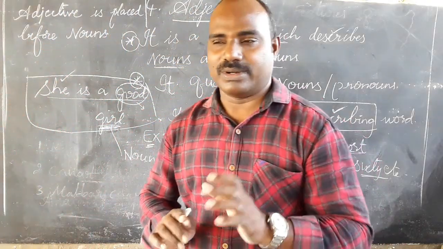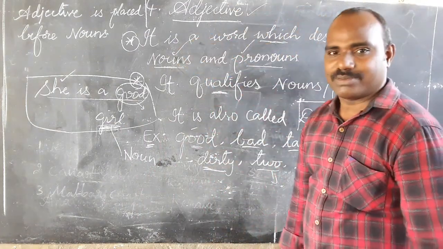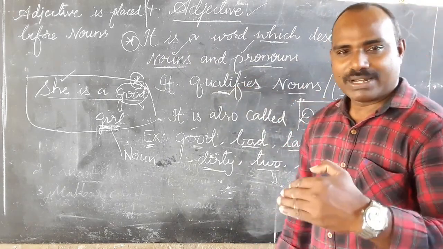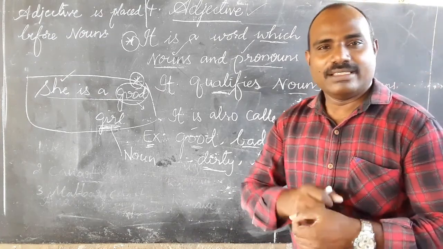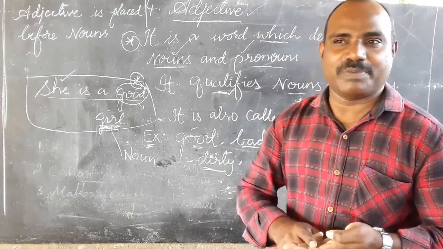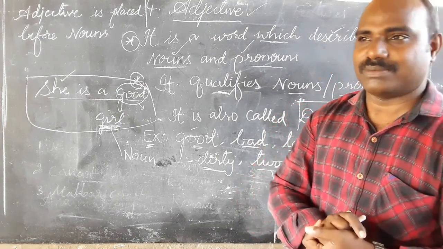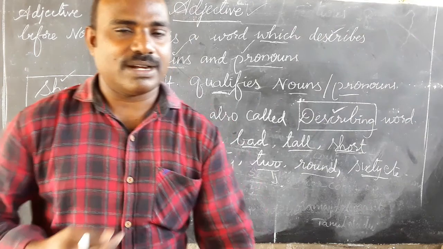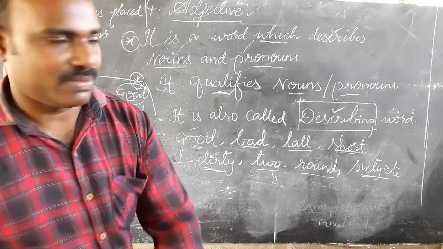Adjective is nothing but a word which describes nouns or pronouns. It qualifies nouns or pronouns. That's why it is simply called describing words. Adjectives are nothing but describing words. They describe nouns or pronouns. They describe or qualify the quality, the quantity, the shape, the age, the color, the taste, etc. of a noun. Alright? So here we are going to see all kinds of adjectives. We have different kinds of adjectives. I'll let you know.